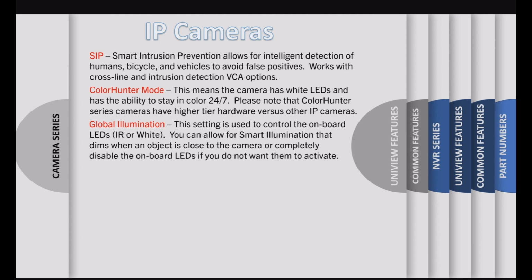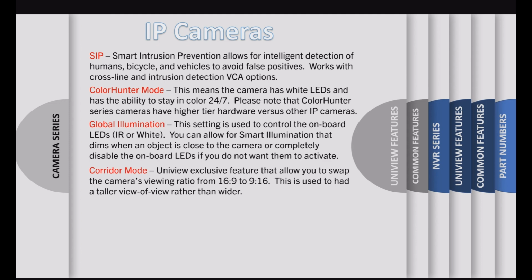Global illumination is the menu option that controls the onboard lighting of the camera. If it has the option for smart illumination, that means that it can dim the LEDs as something moves too close to the lens to prevent that object from becoming overblown by too bright of a lighting source. Also, if you want to deactivate the onboard lighting, you would do that in this menu as well.